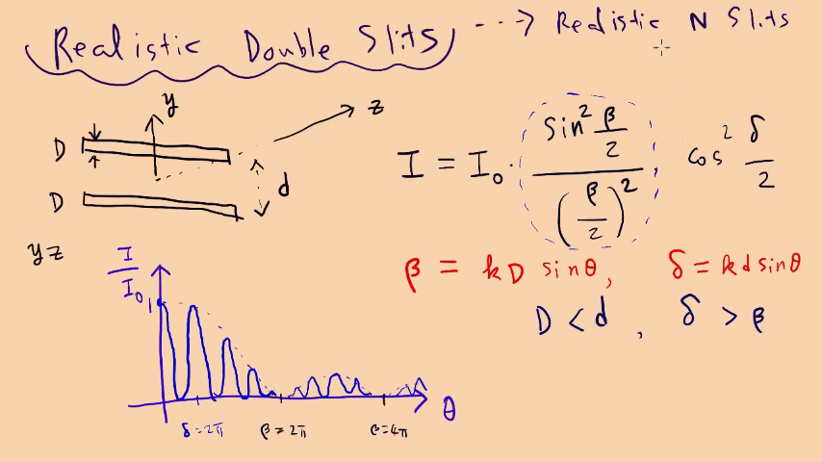And this can be generalized to a realistic n slits. All you need to do is replace this cosine squared delta over 2 with a function that's appropriate for the n slit diffraction pattern.